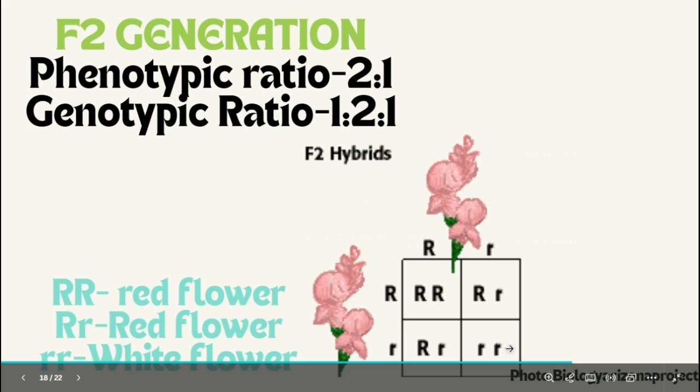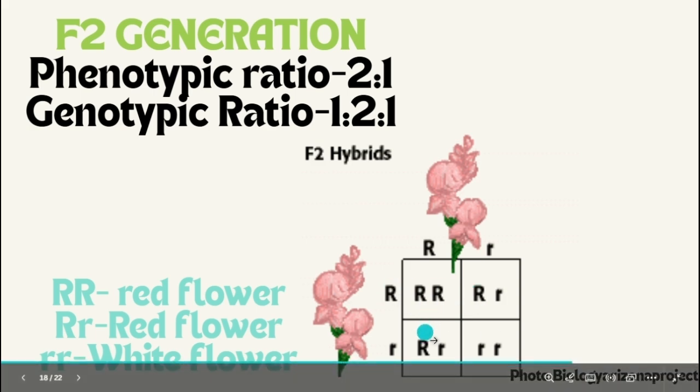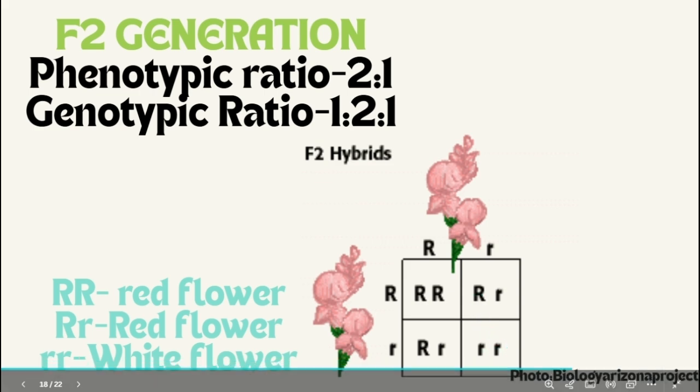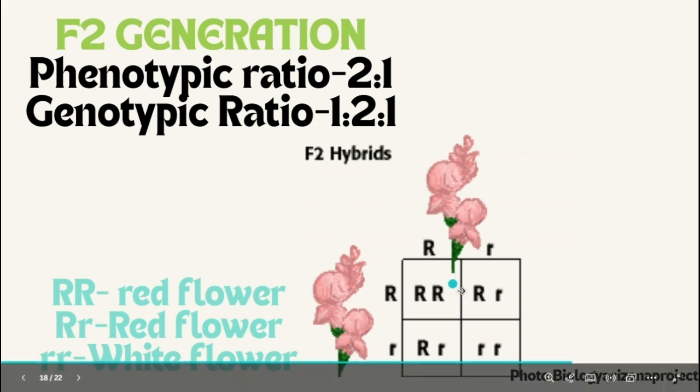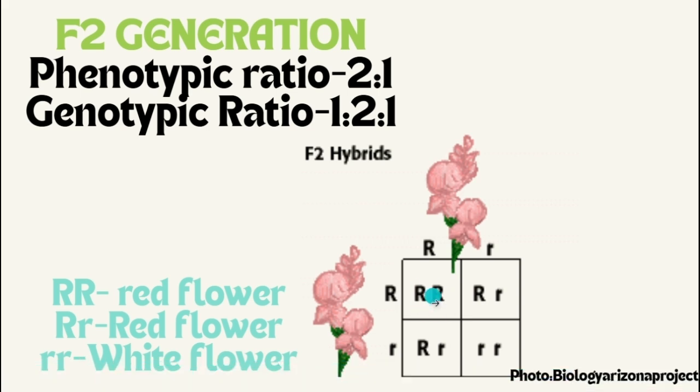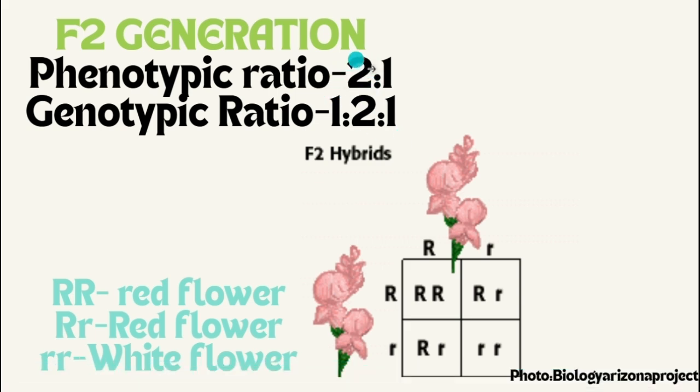And then the last one is going to be little r, which is recessive, and it's going to go for white flowers. So at the end of the day, we have three red flowers and one white flower. So 3 to 1. And then for the genotype, it's going to be one big R, two big R, little r, and then one little r. So this should actually be 3. It's not a mistake. It should actually be 3 to 1.